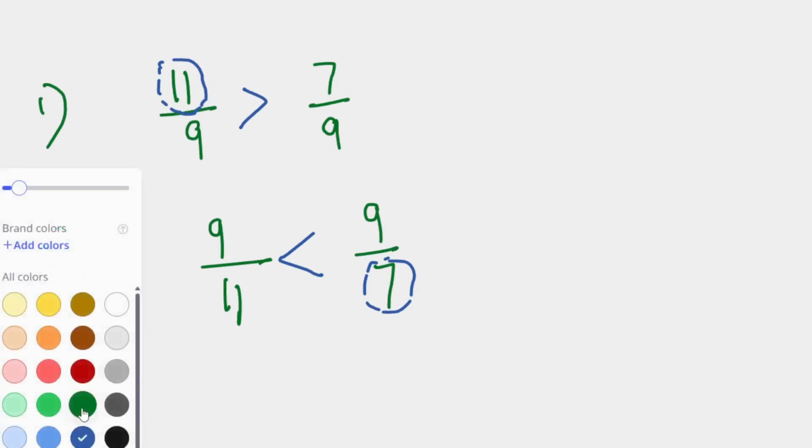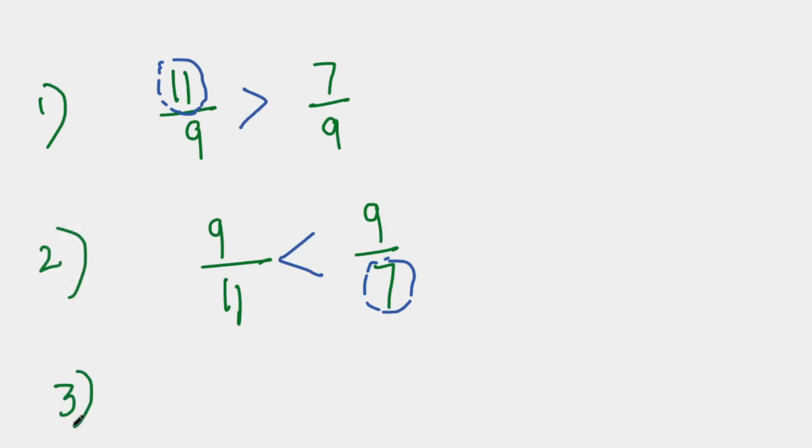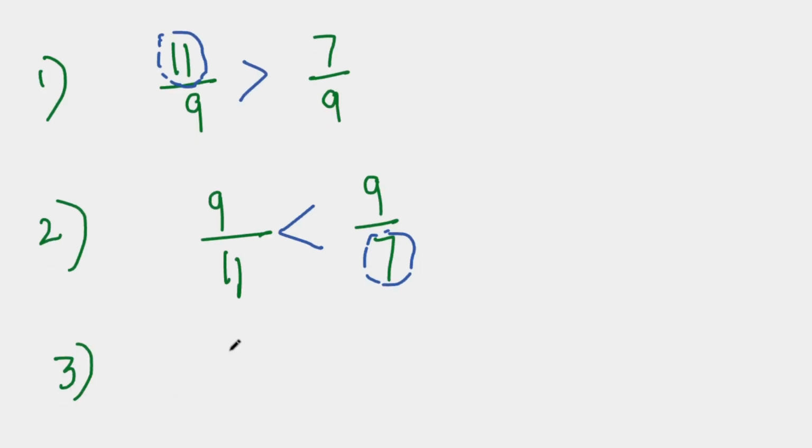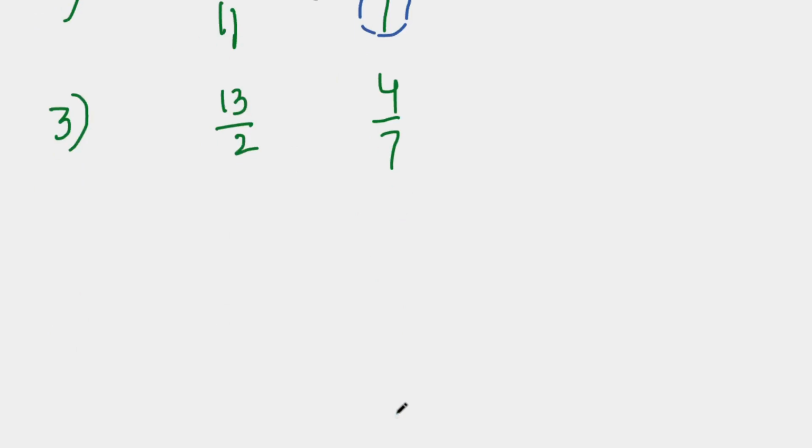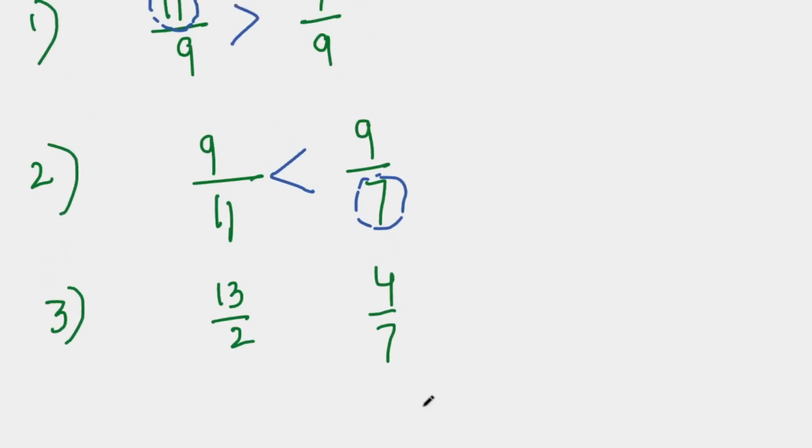Now let's say another one in which numerator and denominator both are different. We can take 13 by 2 and 4 by 7. Now we need to solve this one, or we can simply do cross multiplication. So 13 multiplied by 7 is 91, right? 13 multiplied by 7 is 91. I'm writing it on top of this fraction. And 2 multiplied by 4 is 8.